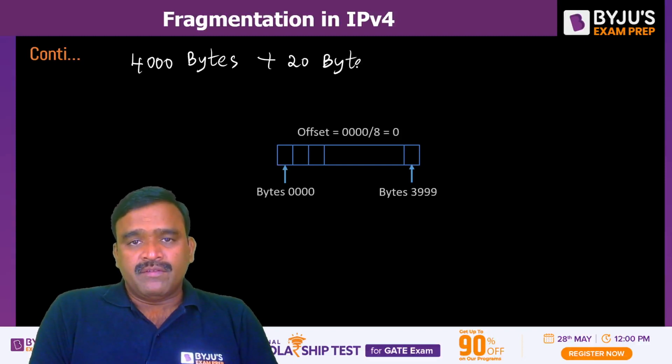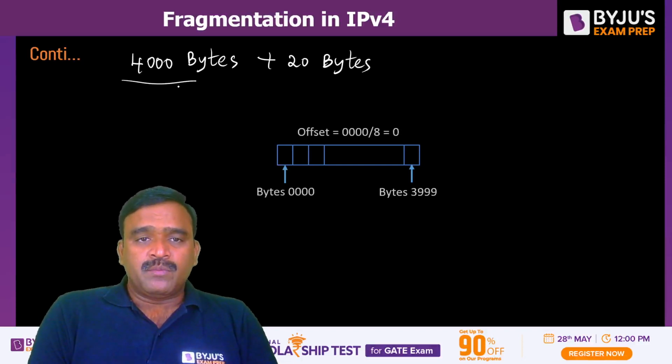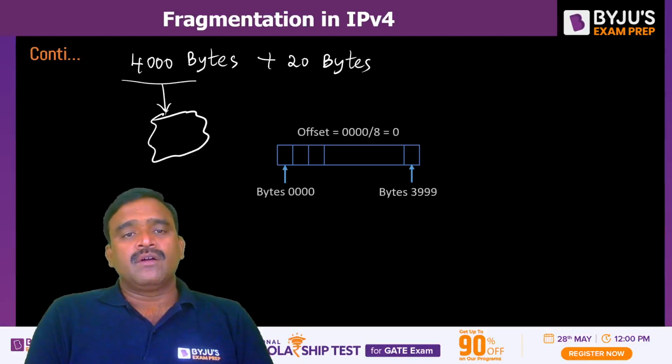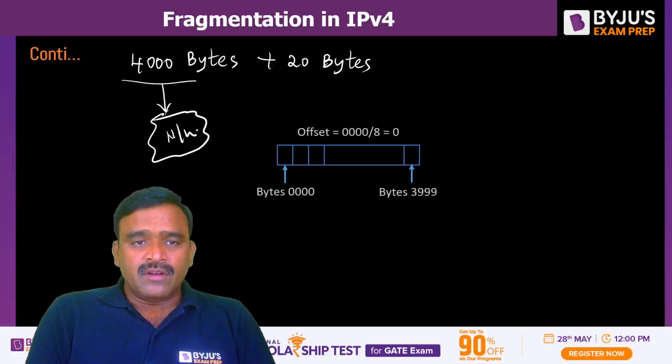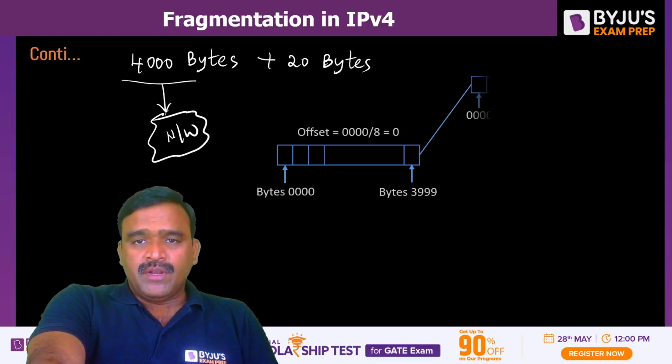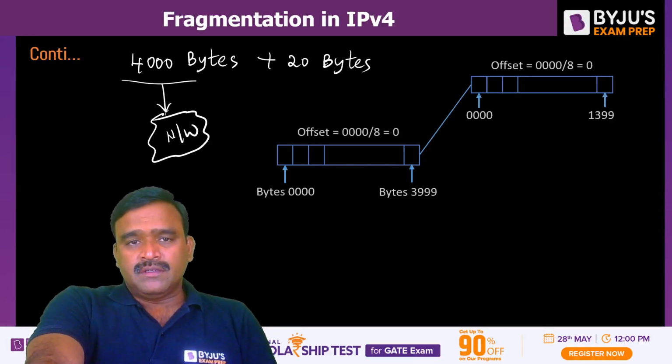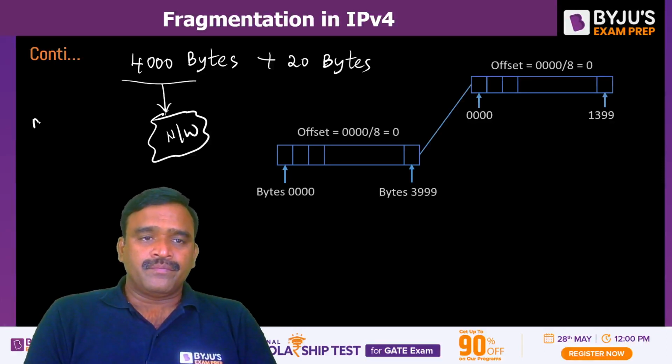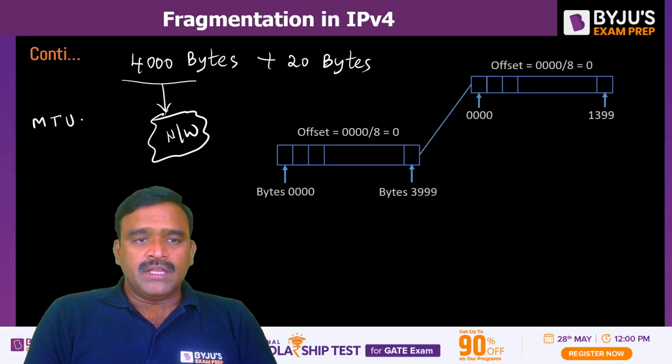Let us assume that we have a 20-byte header. But when it is passed through a network whose MTU is less than 4000 bytes, there is definitely a need to divide it into different fragments. For example, let us assume that MTU is 1420. MTU 1420 includes the header. That means data can be 1400. So 1400 is also a multiple of 8, so that is not a problem.